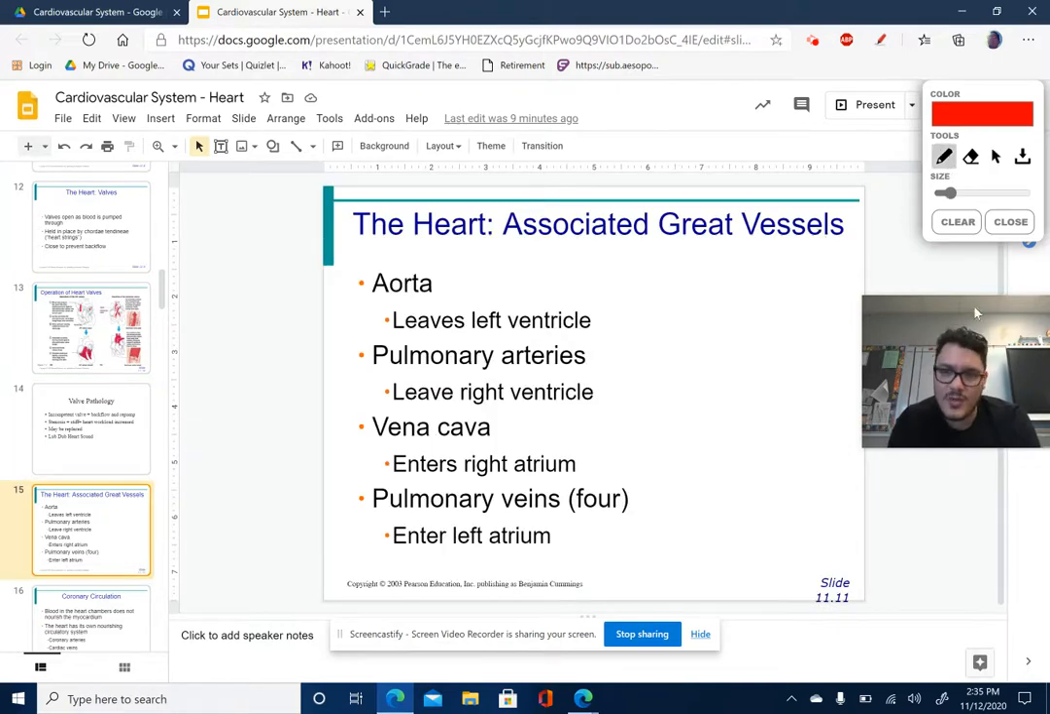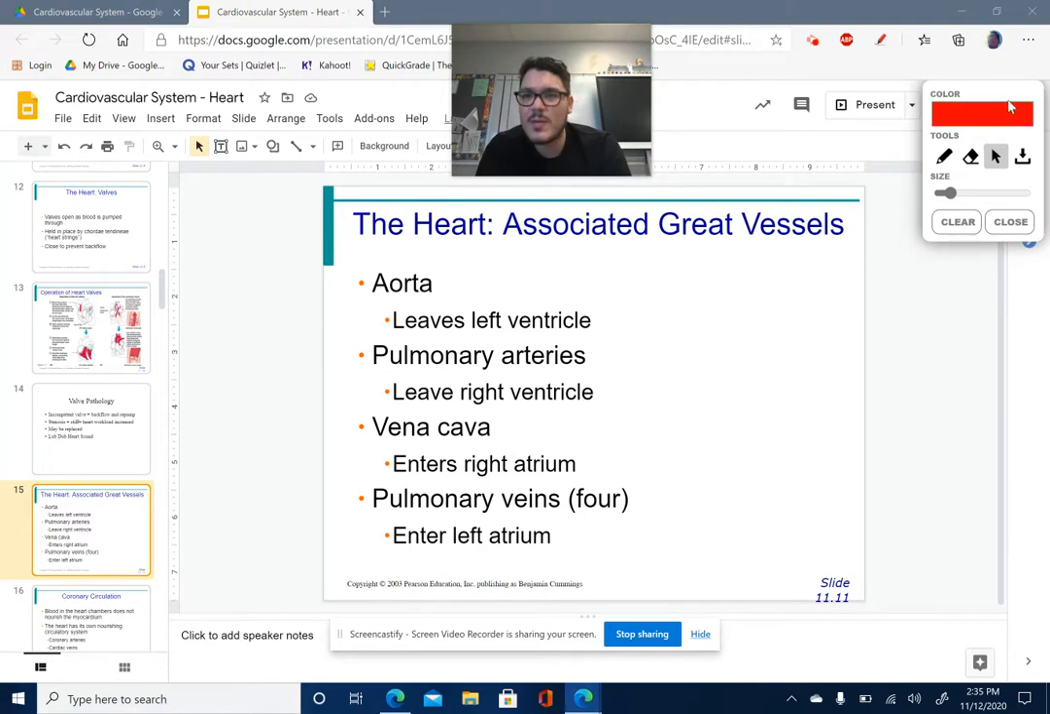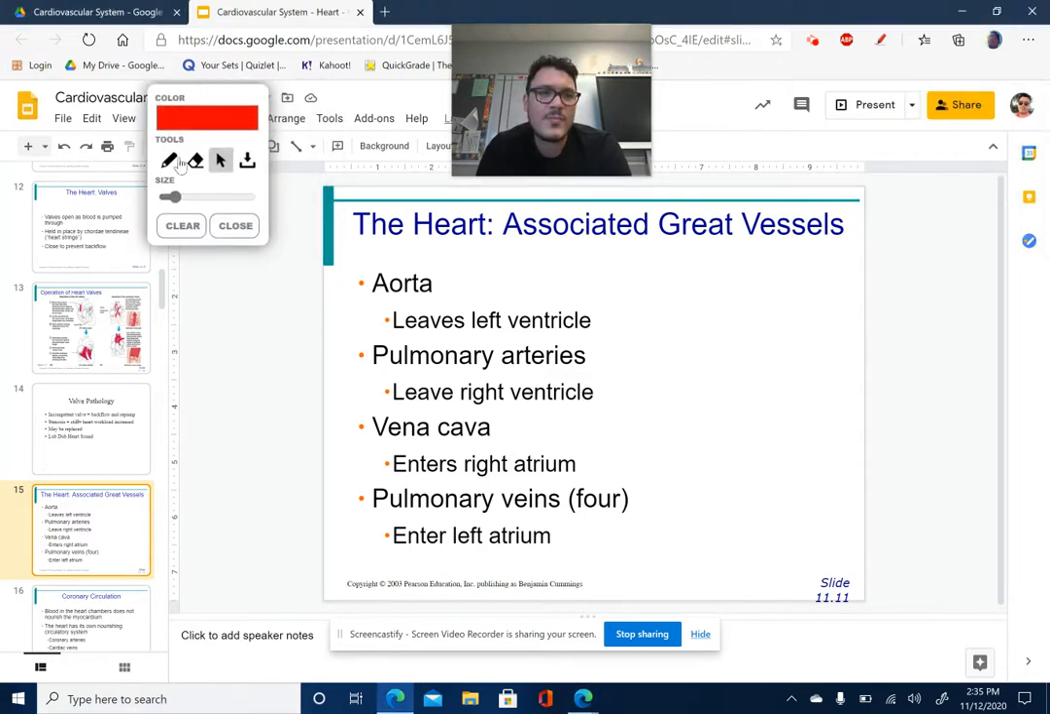To conclude, we got to talk about the great vessels. So I'm going to move this here so I have some more space to write. I'll move this over here too. Okay, so these are the great vessels. These are all the vessels that are surrounding the heart. So these are rather large and important vessels.